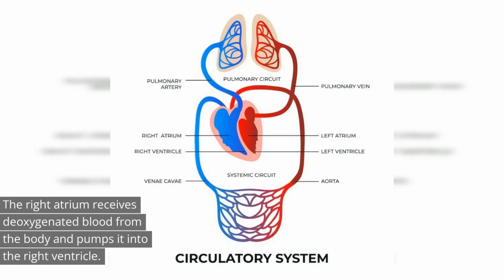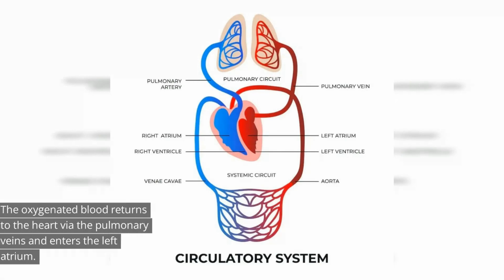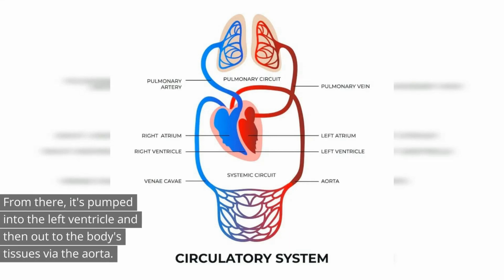The right atrium receives deoxygenated blood from the body and pumps it into the right ventricle. The right ventricle then pumps the blood into the pulmonary artery, which carries it to the lungs to be oxygenated. The oxygenated blood returns to the heart via the pulmonary veins and enters the left atrium. From there, it's pumped into the left ventricle and then out to the body's tissues via the aorta.